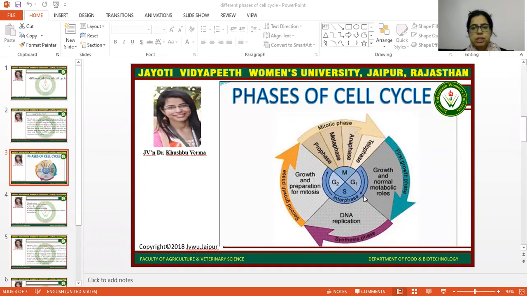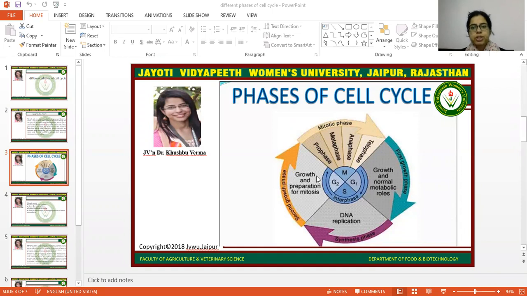In G1 phase, the cell has growth and normal metabolic roles, and this is the first growth phase. Second is S phase. This phase is required for DNA replication. In this step, DNA multiplies. And the G2 phase is also required for growth and preparation for mitosis; this one is the second growth phase. S phase is known as the synthesis phase.